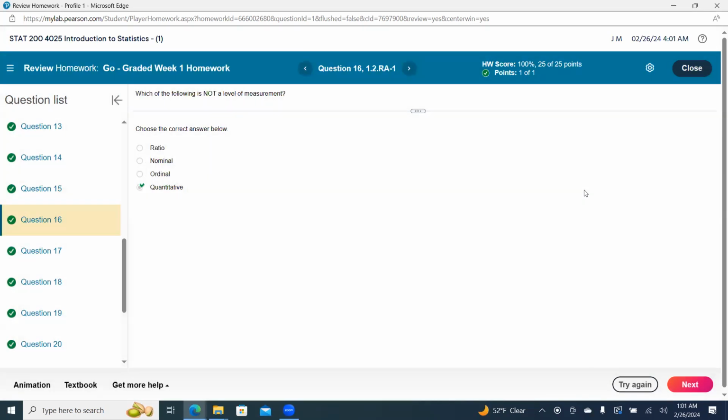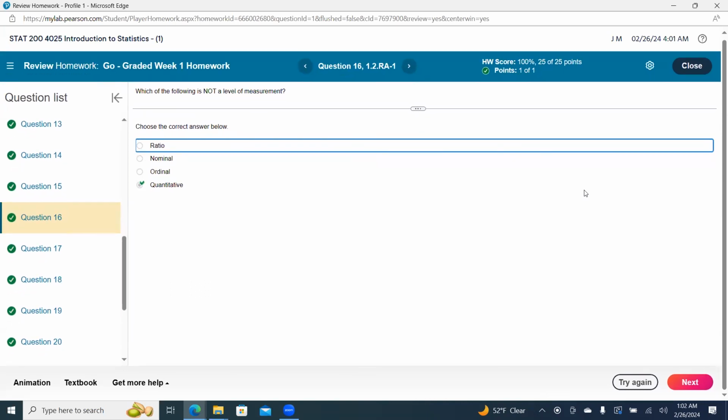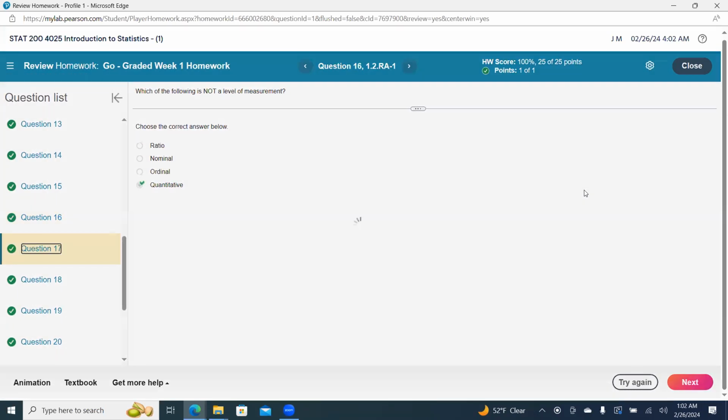If we ever want a little bit more time, of course, we can pause the video. I tend to spend way too much time on the simplest thing. So which of the following is not a level of measurement? Those are levels of measurement: ratio, nominal, ordinal are levels of measurement.